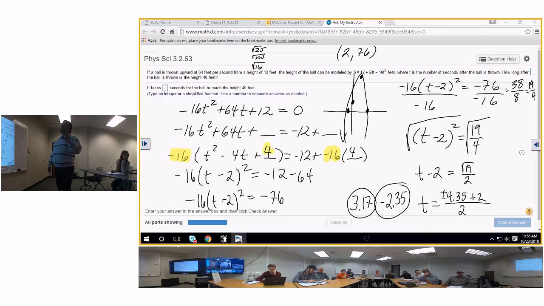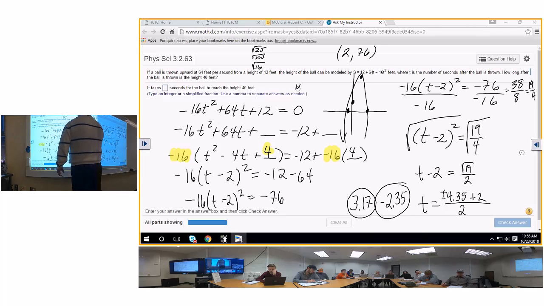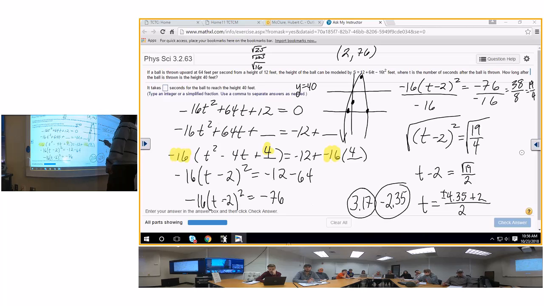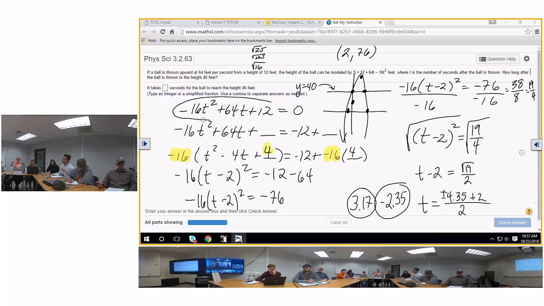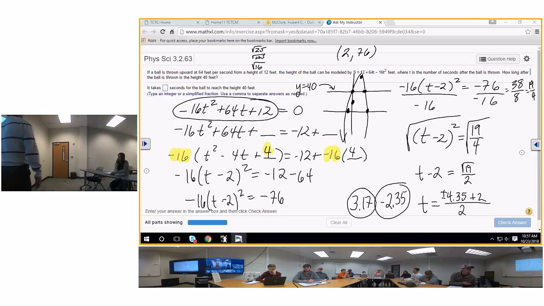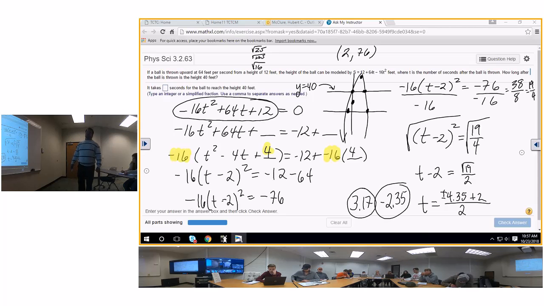Now, it takes blah, blah, blah seconds to reach the height of 40 feet. Okay, so we got to set y equal to what? 40. And there's y equal to 40, so you need to do that in your calculator and find those two spots. So if somebody put y equal to 40 and then put this in your calculator and tell me where they intersect. And you need to hurry because you got 3 minutes before people start self-exploding.